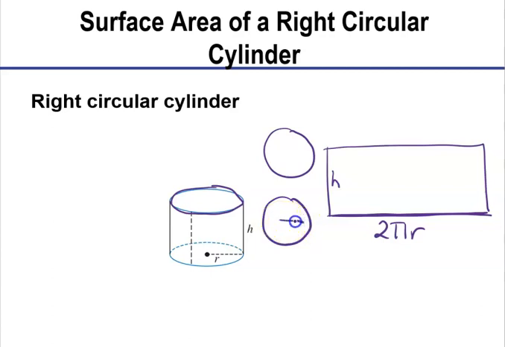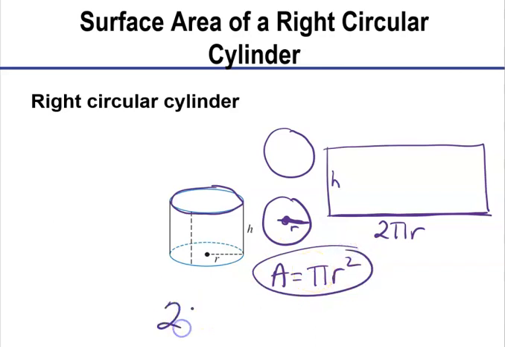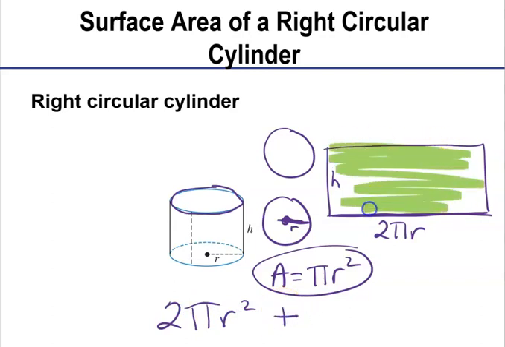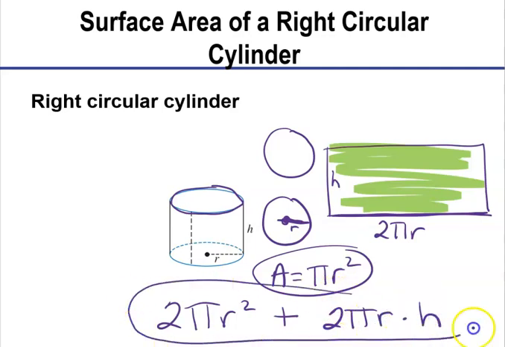Well, how about the area of a circle? Remember, that's an r right there, although I didn't do a good job of drawing r. Remember, r goes from the center out. And so the area is pi r squared, and we're going to have 2 of those. So let's say 2 times pi r squared plus the area of our rectangle over here, which is going to be 2 pi r times the height, which is h. So this is your formula for the area of a right circular cylinder.